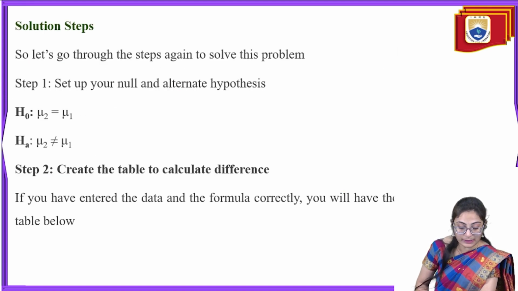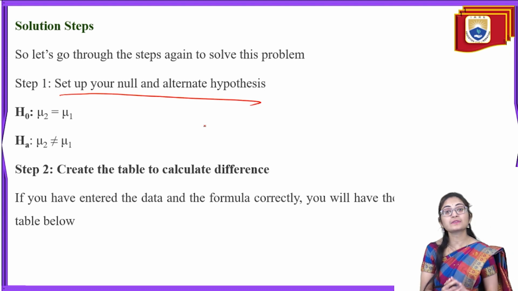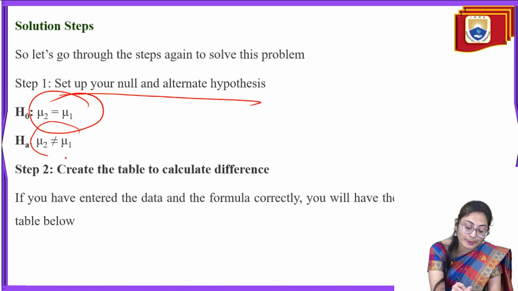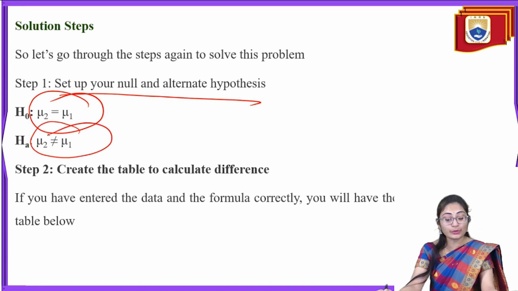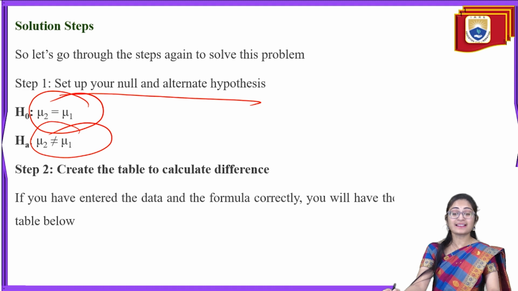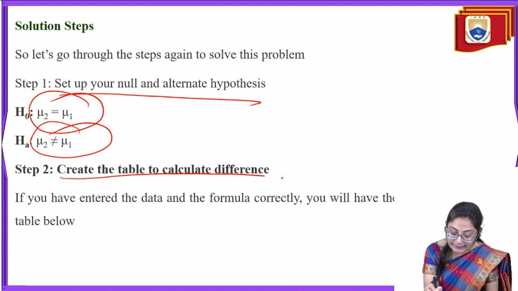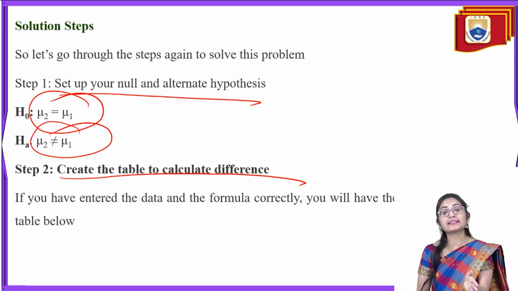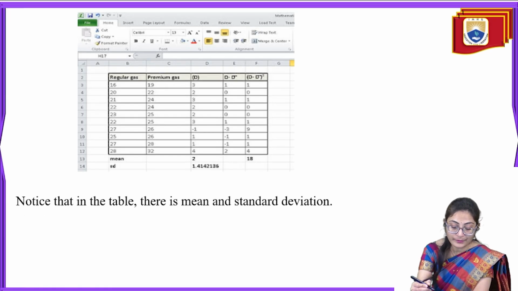Now we will see how we will solve this. The first step is that you have to set up your null and alternate hypotheses. Here, in the null hypothesis mu2 is equal to mu1, and the alternate hypothesis is that mu2 is not equal to mu1. Then the second step is that you have to create the table to calculate the difference. If you have entered the data and the formula correctly, you will have the table below.